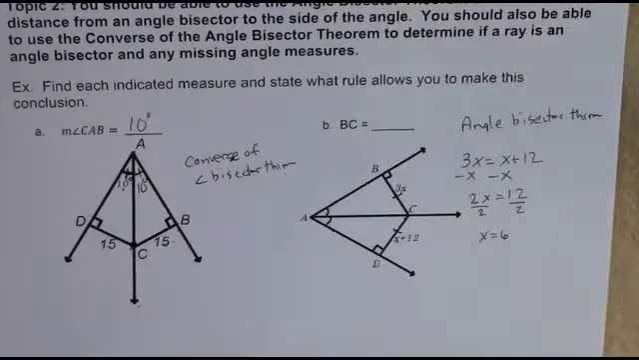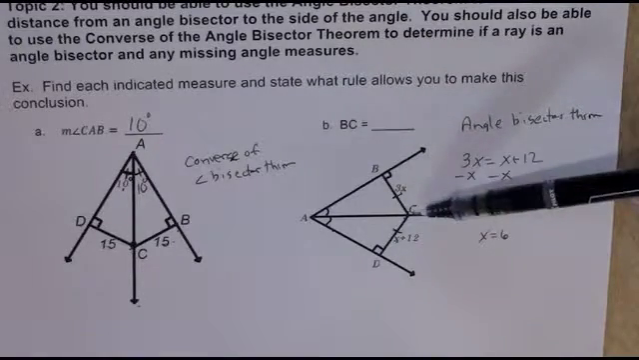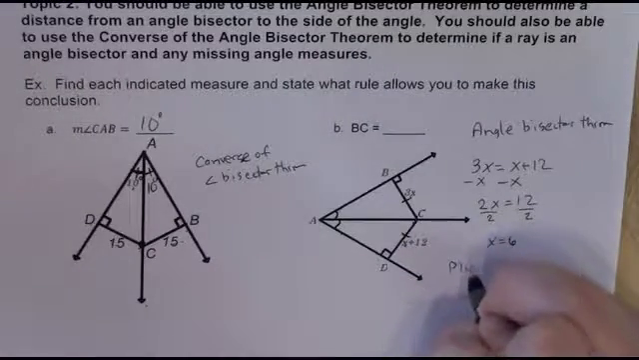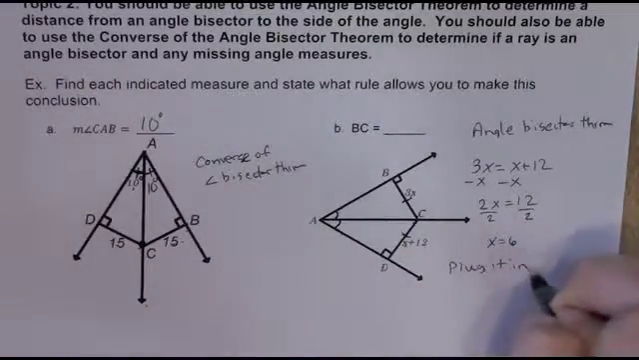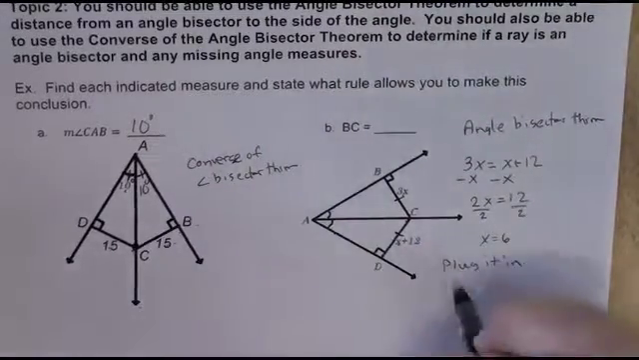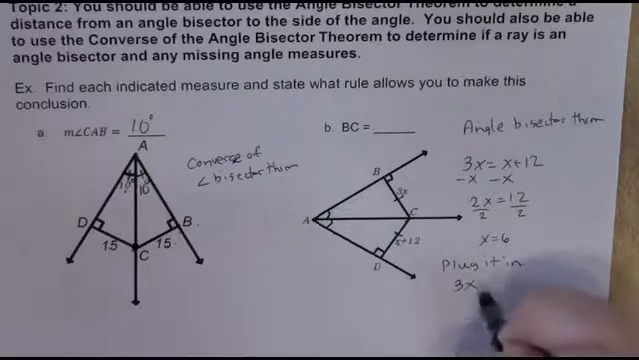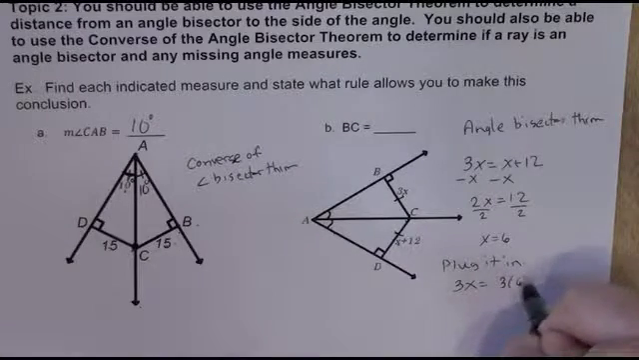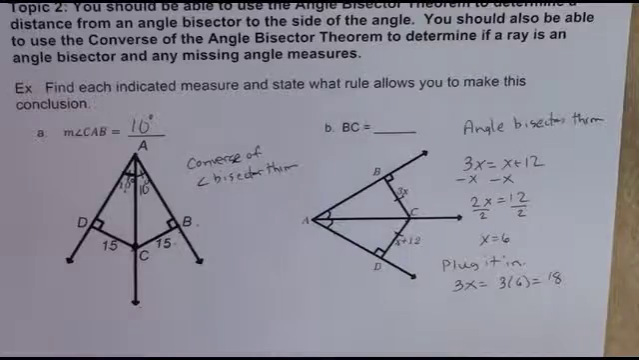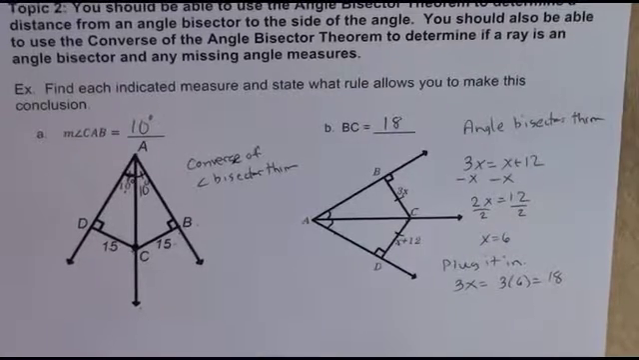Now that's great and very tempting to write down x equals 6 and move on, but go back and make sure you read the question. They want the length of segment BC, the distance from B to C. So what we have to do is plug it in. And again, you can plug it into whichever one you like because they should be equal when you're done. Let's plug it into 3x for no particular reason. That's the same thing as 3 times 6, which is 18. So the distance from B to C is 18 by the angle bisector theorem.